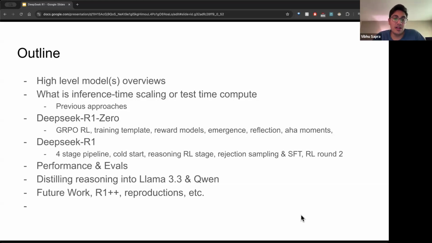Some people have done reproductions of the work. Someone yesterday from, I think, Future Labs put out a reasoning style data set. So we'll just yap and discuss that.